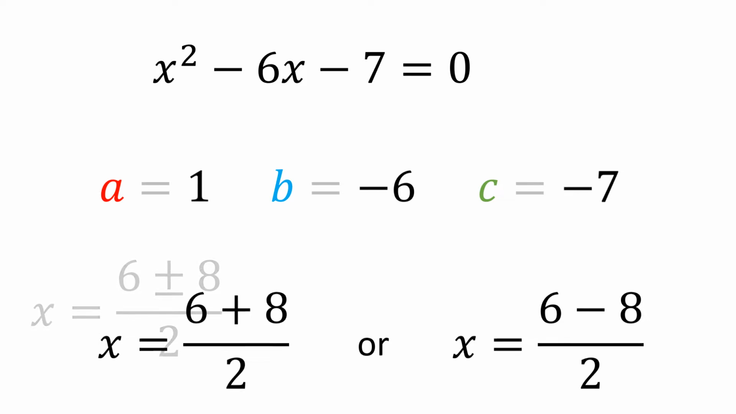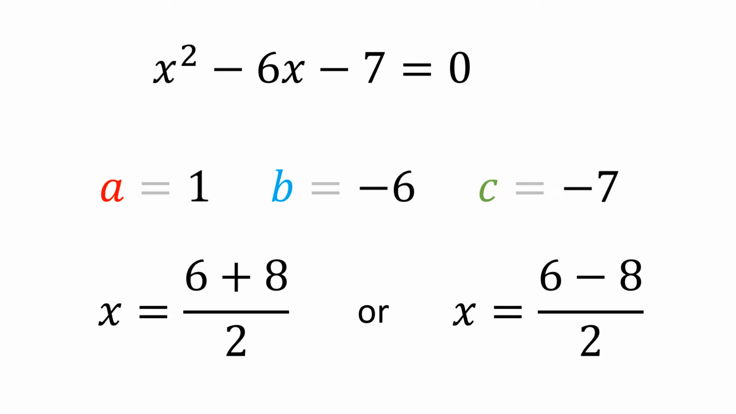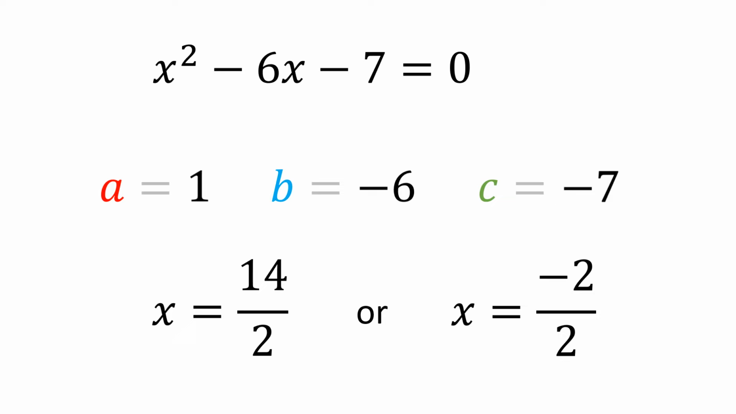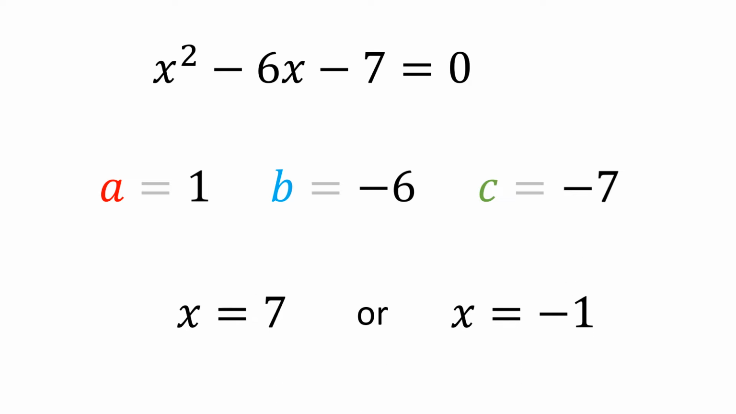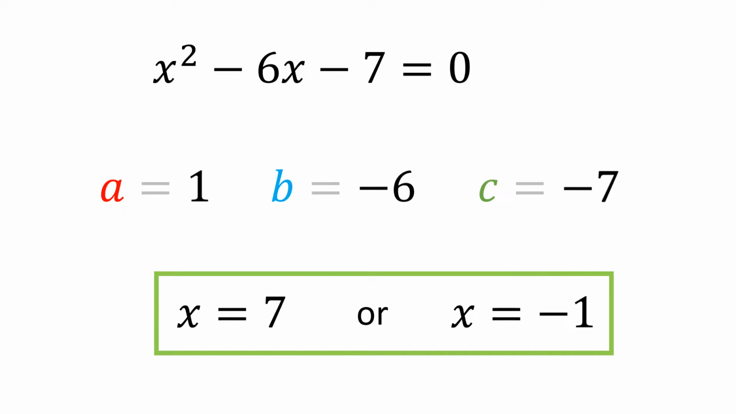This means that x equals 6 plus 8 over 2, or x equals 6 minus 8 over 2. So therefore, we have x equals 14 over 2, or x equals negative 2 over 2. Simplifying, we have x equals 7, or x equals negative 1. So therefore, the solutions are 7 or negative 1.